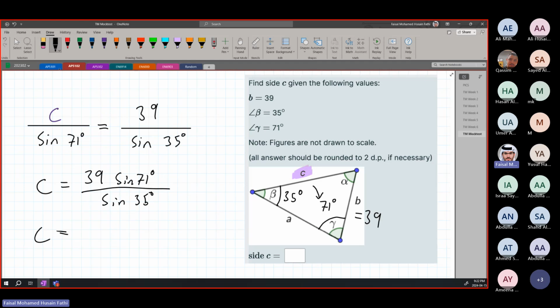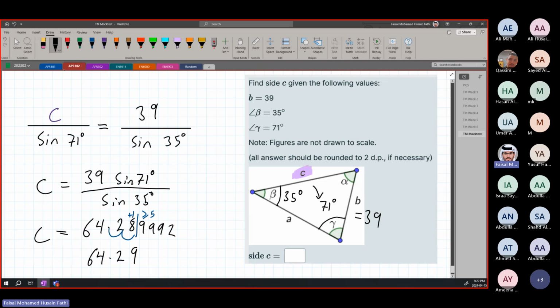C is equal to 39 sine 71 divided by sine 35, equals 64.29. All right. All answers should be to two decimal places. Just so you know, the actual answer I got was 64.2899 something. All right. So the two decimal places, just a reminder, this is where two decimal places is, as in 1, 2, two decimal places. We look at this number. If it's greater than or equal to 5, then we add 1 here. So this is going to be 64.29. All right.